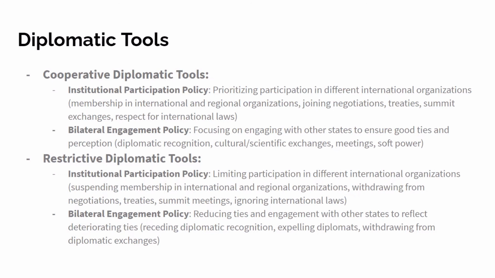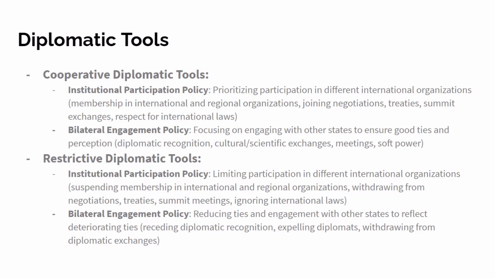Multilateral participation policy, or institutional, cooperative diplomatic tools look like prioritizing participation in different international organizations, right? It looks like membership in international and regional organizations, like being a member of the United Nations, being a member of the European Union, joining negotiations, treaties, summits. Summits are meetings of different state leaders to discuss something, and there's many of them happening. I'm pretty sure there's one happening soon. Exchanges, respect for international laws, also a big one, right?